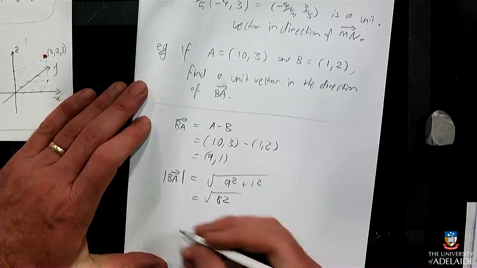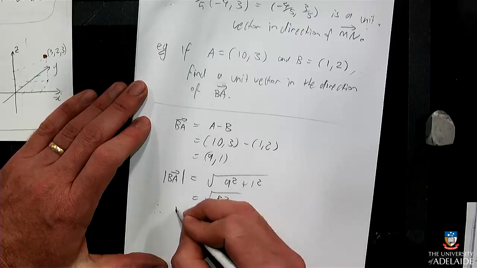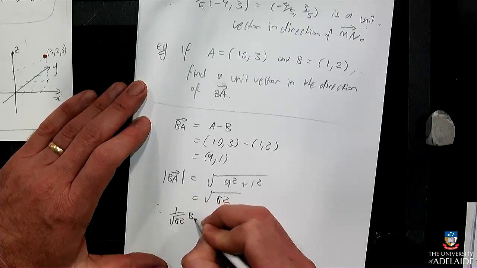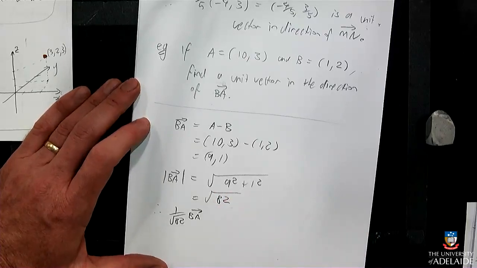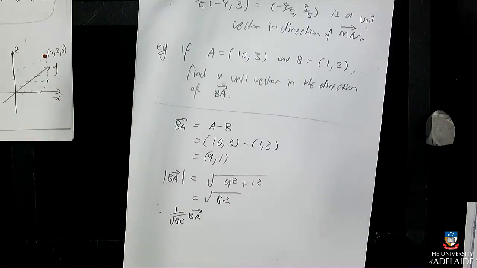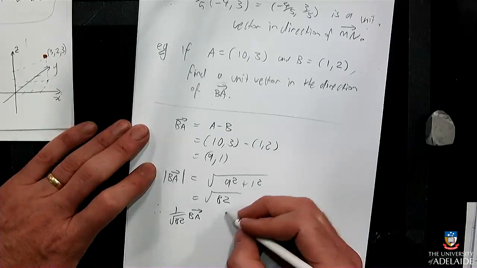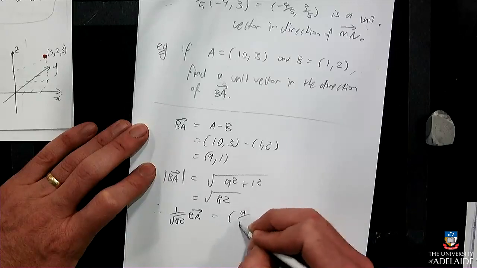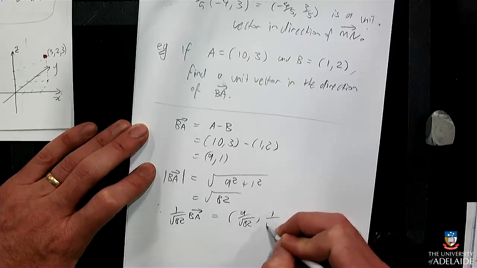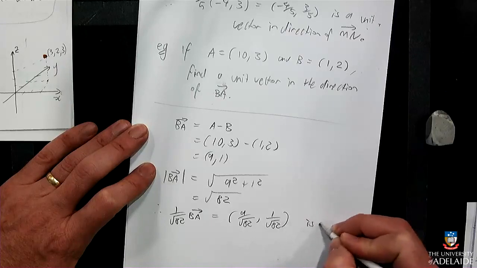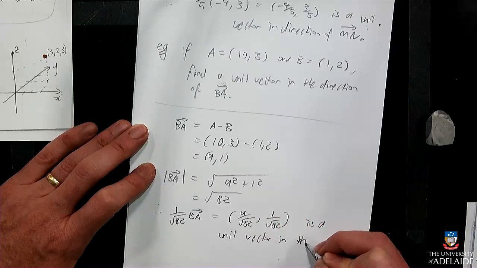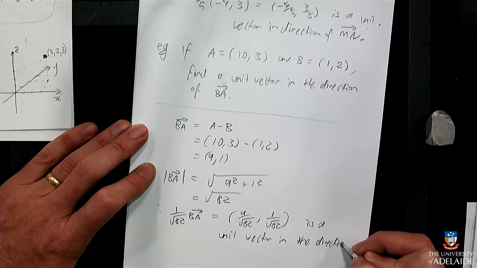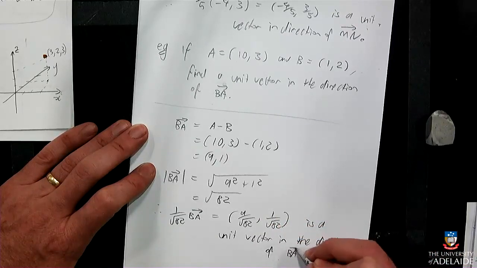All right. And so therefore, 1 over root 82 of BA is a unit vector, because it was originally this length, and if I multiply by 1 over root 82, then that should make the length equal to 1. And so that is a unit vector in the direction of BA.